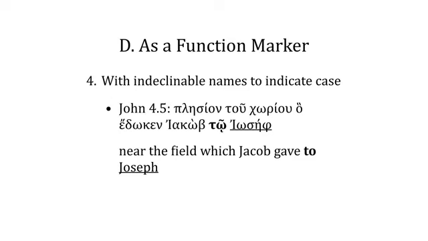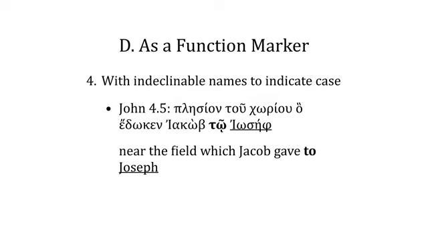The fourth usage of the article as a function marker is with indeclinable names to indicate the case. In John chapter 4, verse 5, we're dealing with the story of the woman from Samaria who meets Jesus, the woman at the well, and John gives us a narrative point to his readers, an aside where he says, this well is near the field which Jacob gave to Joseph. And notice the Greek, that Iakob is an indeclinable noun and Ioseph is an indeclinable noun.